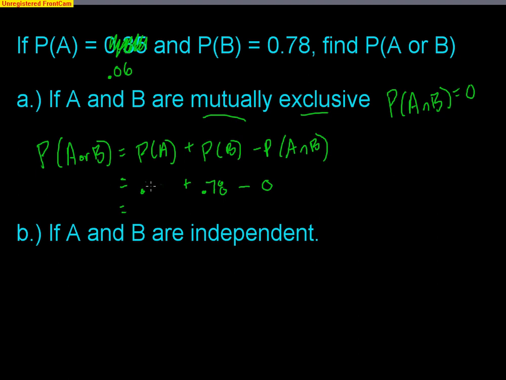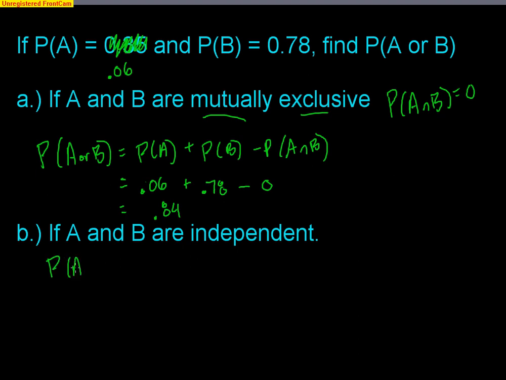The probability of A is 0.06. Ignore what I said earlier. So now 0.06 plus 0.78 would be 0.84. Okay, it doesn't take away from the fact that if you're mutually exclusive, the probability of A and B is a big fat 0. All right, now let's do the whole problem all over again.